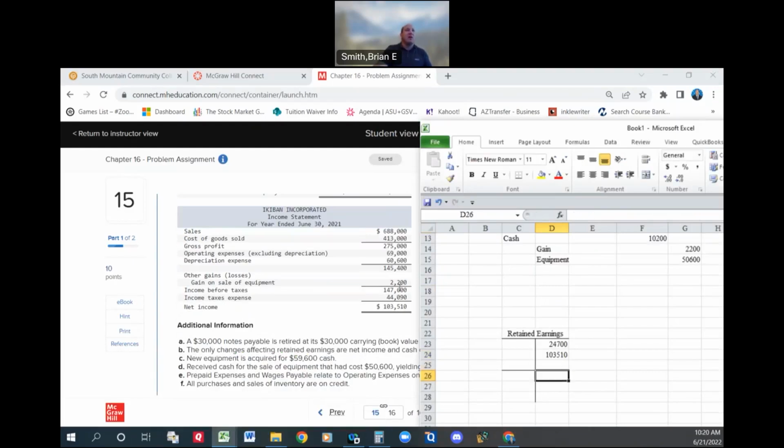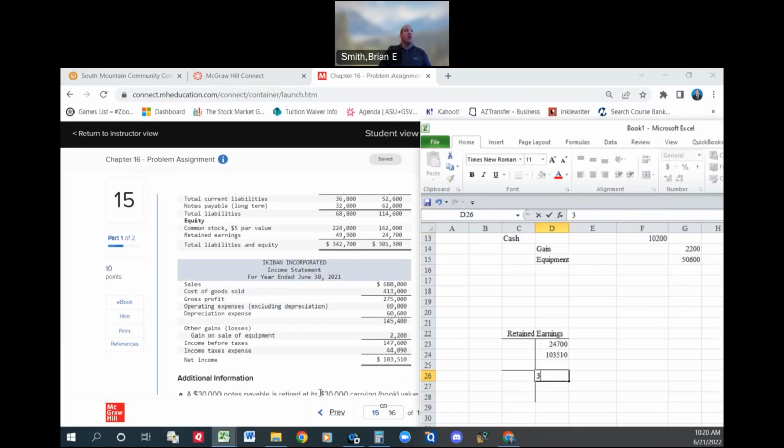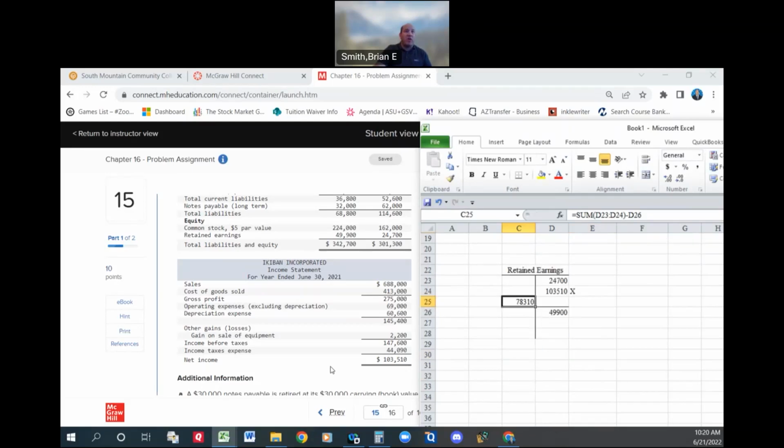Should have put the ending balance on there too to save me some time. I'm going to click between everything. 342,700. Whoa, that was the total equity, sorry. That's what it should have been, 49,900. All right, so we increased a lot here. So my guess is we're going to take this. No, we're going to take the sum of these two and subtract out our ending balance. So we paid out dividends of $78,310. Because we already accounted for net income, we just have to account for our dividends. 78,310.